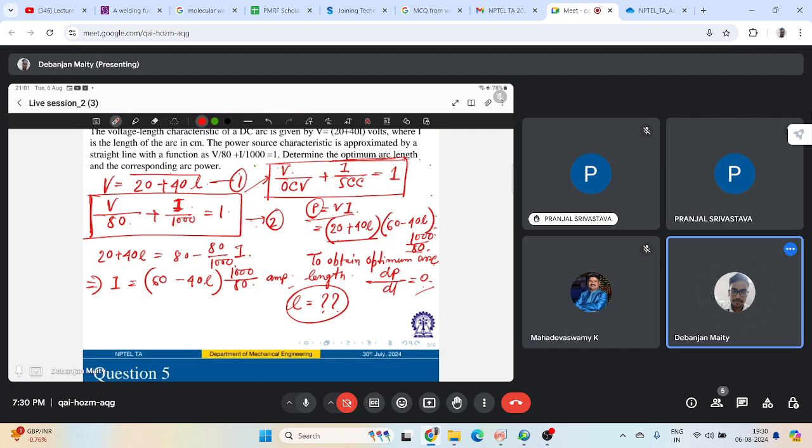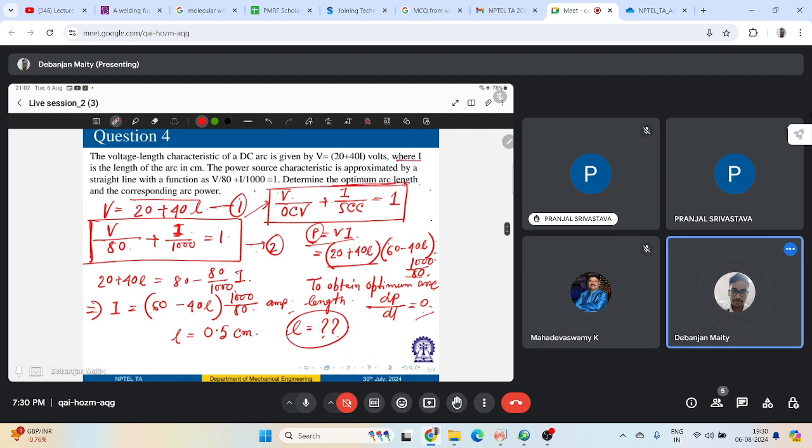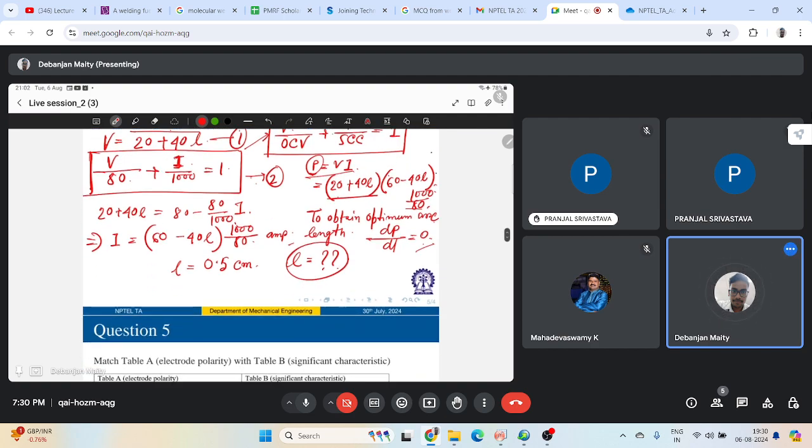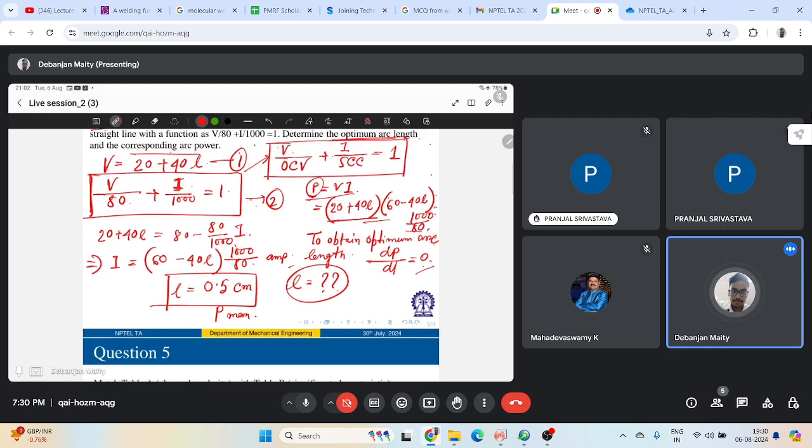I had my calculations. So you do your calculation by yourselves and check if it is coming as 0.5 centimeter or not. I have mentioned where L is the length of arc in centimeter. So L is coming as half centimeter basically, and if you put your L value in this equation, you will get P max as 20 kilovolt ampere. Do your own calculations and check if it is coming or not. If it is not coming, then let me know.